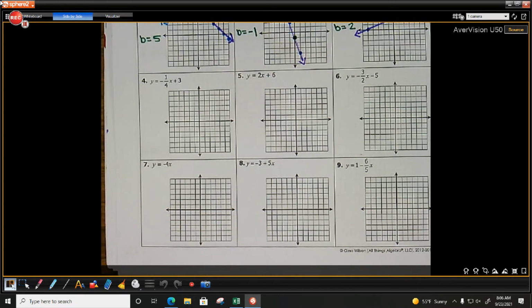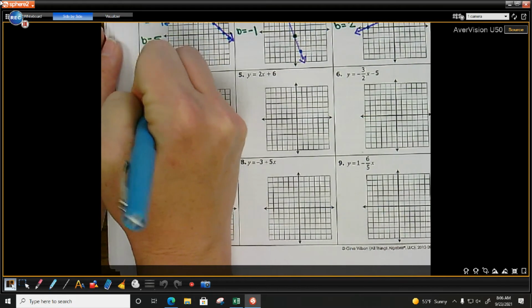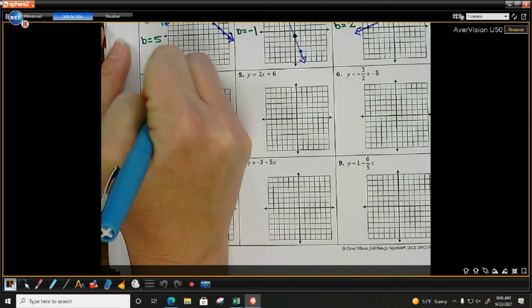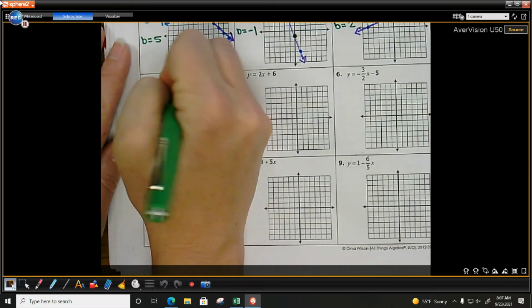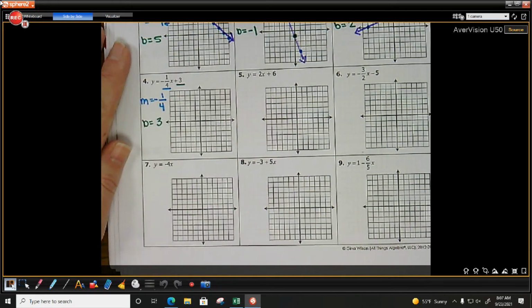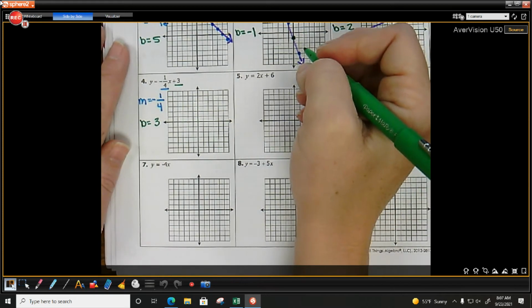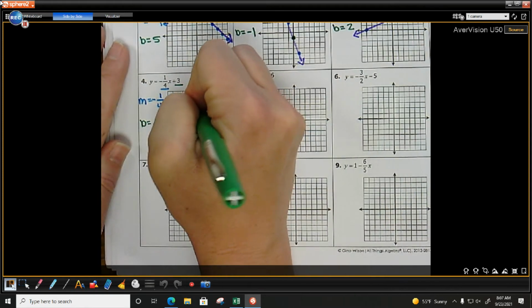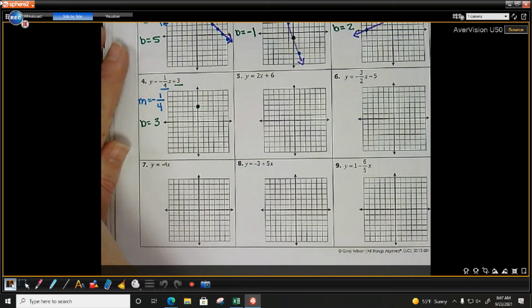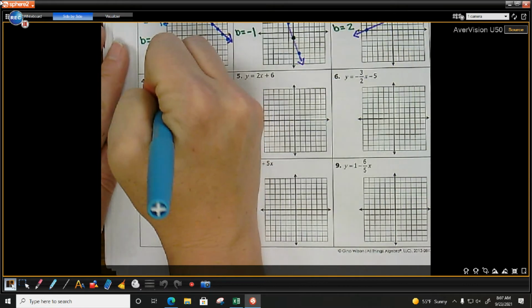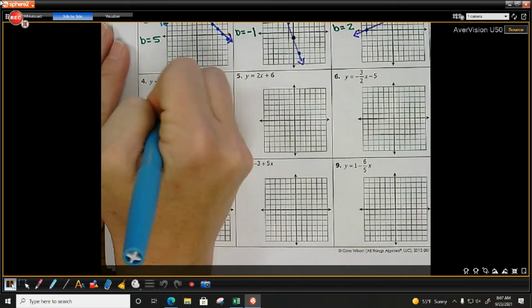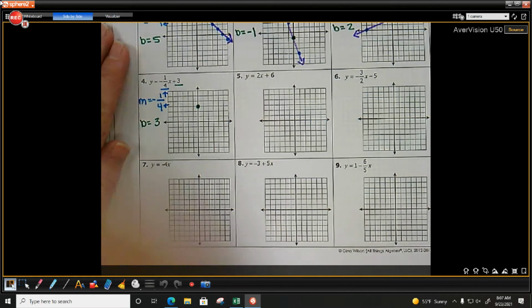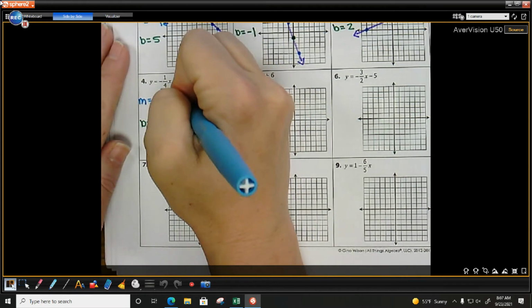Let's look at number 4. What's my m on number 4? Negative 1/4. What is my b? So where am I going to begin? On the 3 on the y-axis. Very good. Now my slope is negative 1/4, so I go up 1. If it's a negative, I go left 4. Okay? So go up 1, left 4.